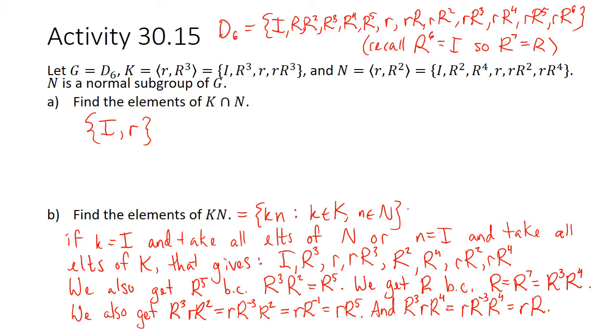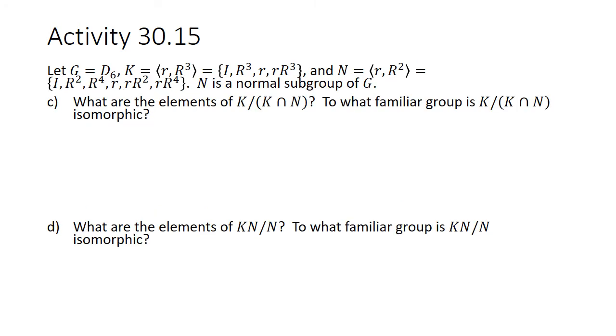So this is going to actually be all of D6, and then all that is my explanation of why. Okay. All right, so let's do part C here. What are the elements of K mod K intersect N, and to what familiar group is this isomorphic?